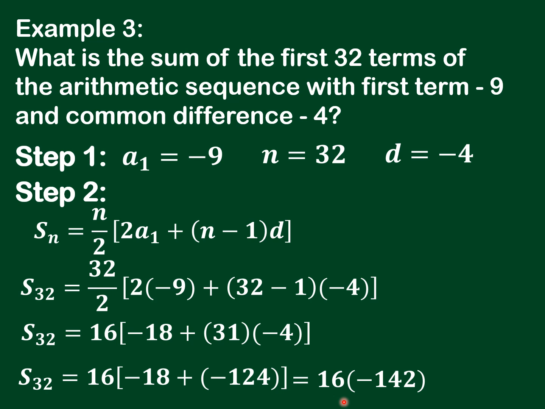So the answer is negative 2,272. So the sum of the first 32 terms of the arithmetic sequence with first term negative 9 and common difference negative 4 is negative 2,272.